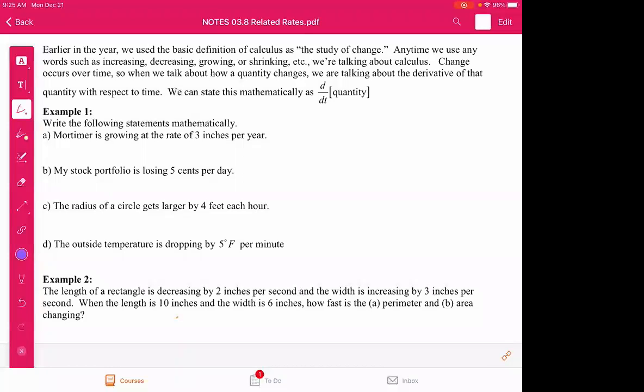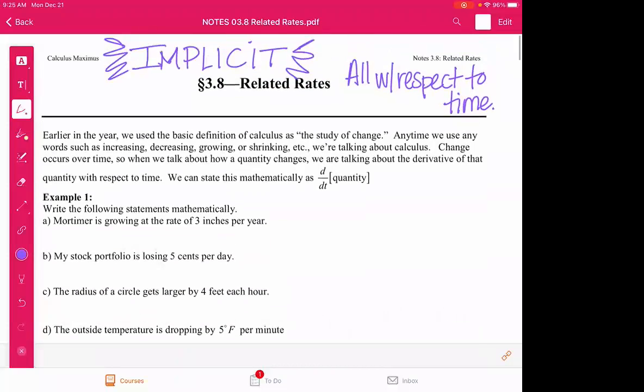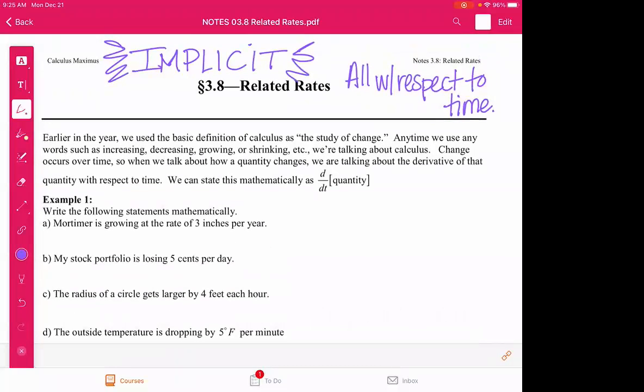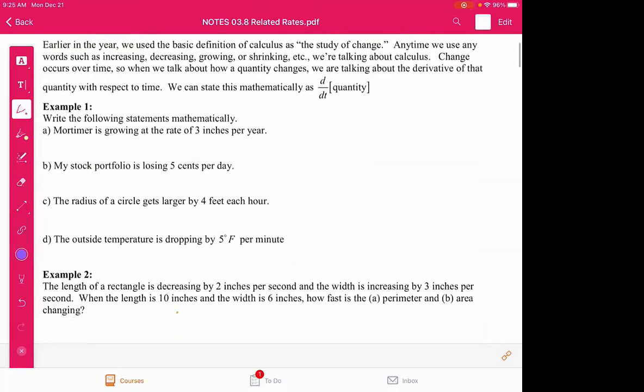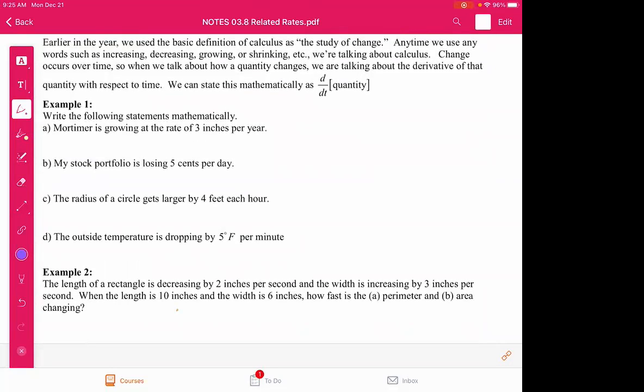Okay. Alrighty. I'll just say that 3.8 is all with respect to time, and we're going to do all the derivatives implicitly. Okay, so example number 1, let's practice writing these.